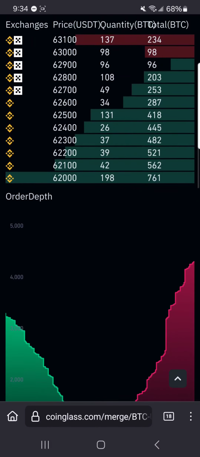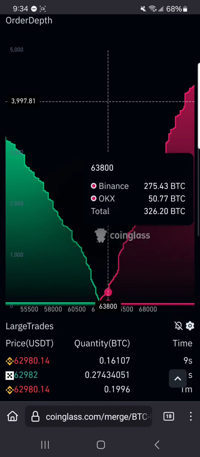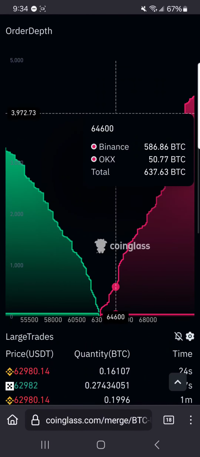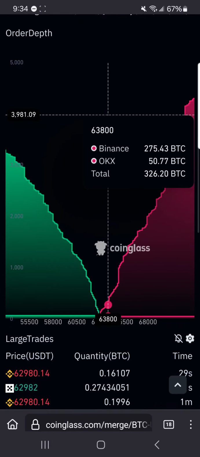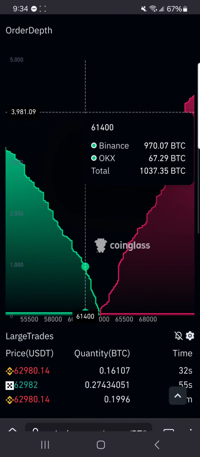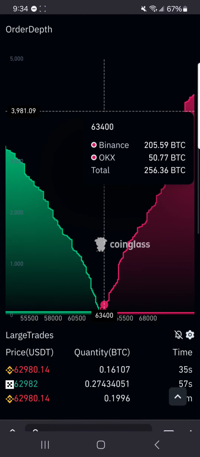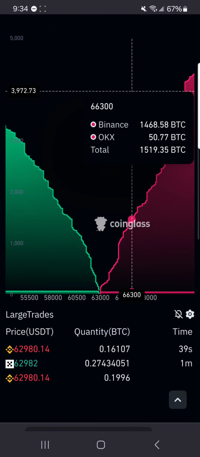So what's that telling us? Now, if you look here, the slopes here are a lot shallower. This wasn't like this before. This was much steeper against the buys here. So where's 70,000?